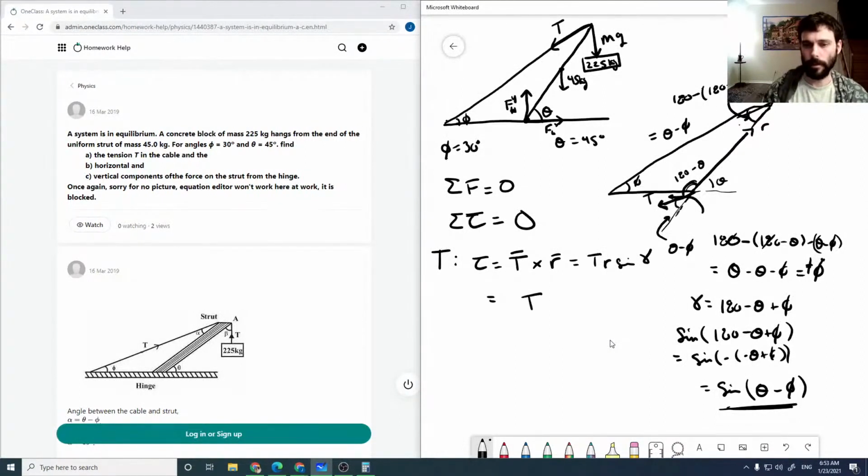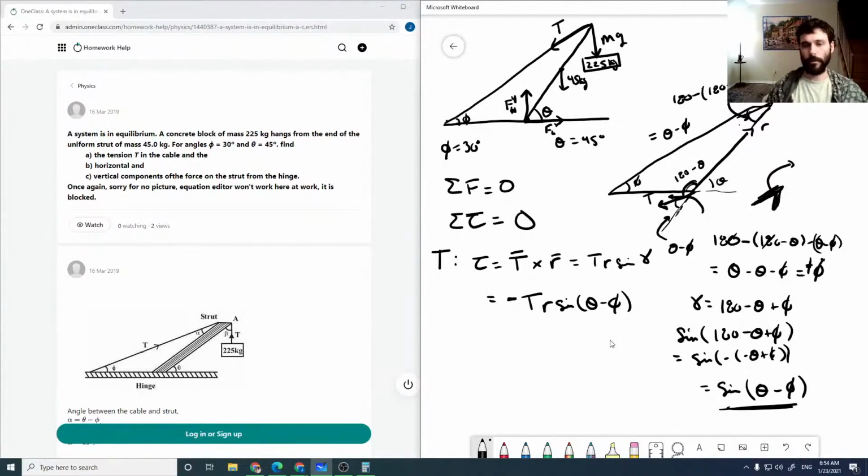So this is TR sine of theta minus phi. And now we need to assign a direction if we're going to do it this way. So we're going to use the right-hand rule. So that means put your fingers in the direction of the force, your palm in the direction of where the angle is going to go to the R. So that would be your palm going on that side, and then your thumb points in the direction of the torque. And so our thumb points into the page, and I'm going to have the into the page be the negative direction for torque.